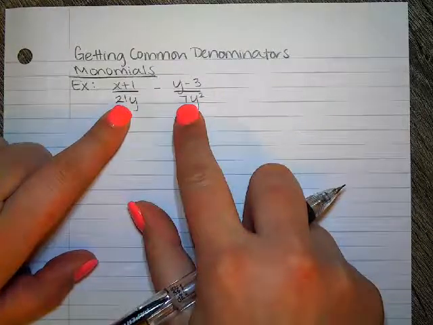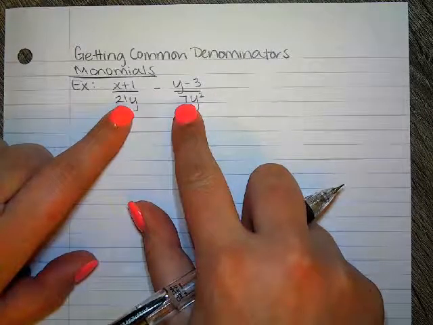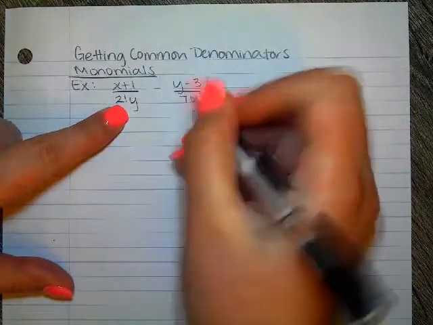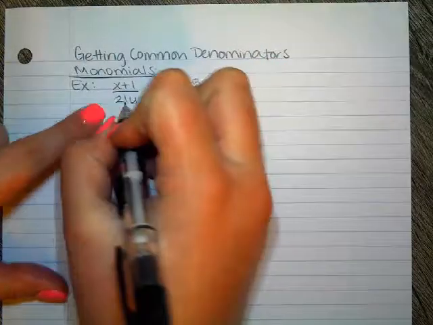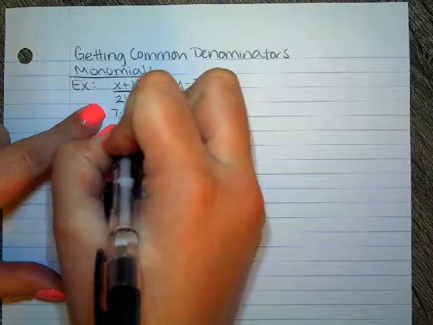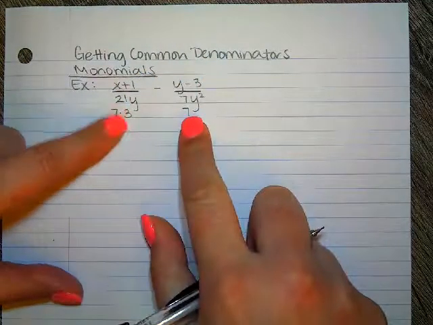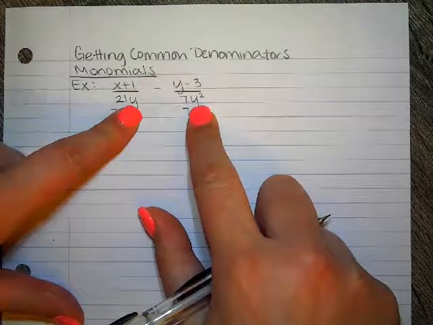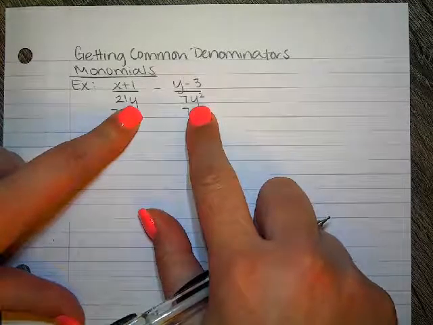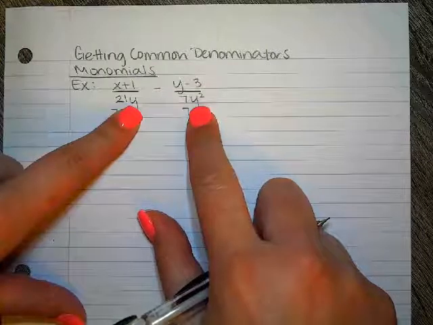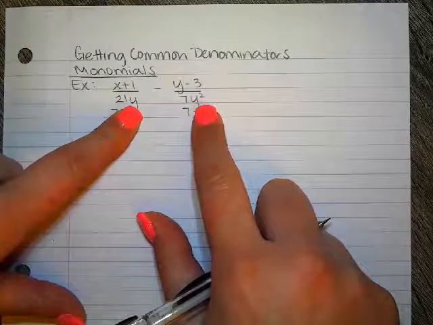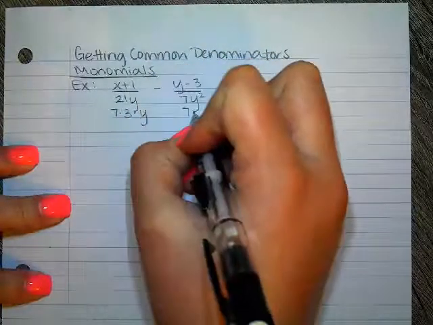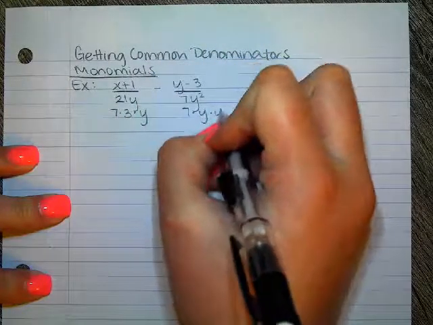Between the 21 and the 7, I can see that they have a 7 in common. This one's got the 7, and this one actually is 7 times 3. So they've got something in common, but this one has a little bit more. Between y and y squared, they also have something in common. They both have y, but this one has a little bit more. It's got a y squared. So this one is times y, this one is times y squared, y times y.